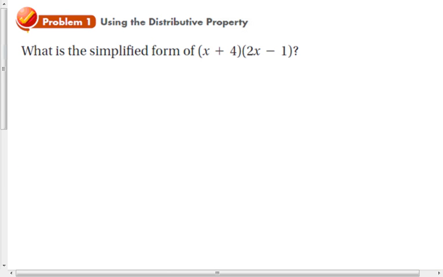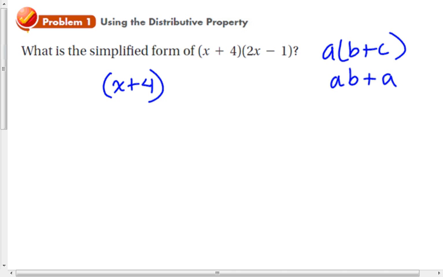All right, we're going to learn how to multiply binomials and binomials times trinomials. First thing we're going to use is the distributive property. Remember, the distributive property looks like this: a times (b plus c) is equal to a times b plus a times c. Think of this x plus 4 as my a, and then this is my b, and this is my c.